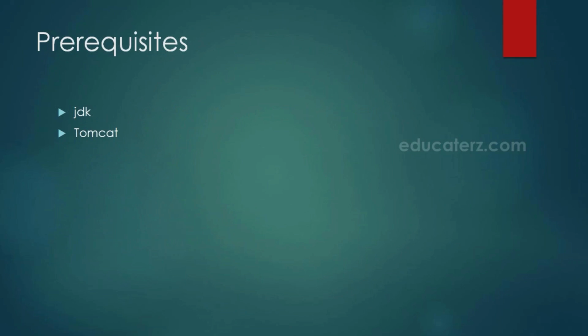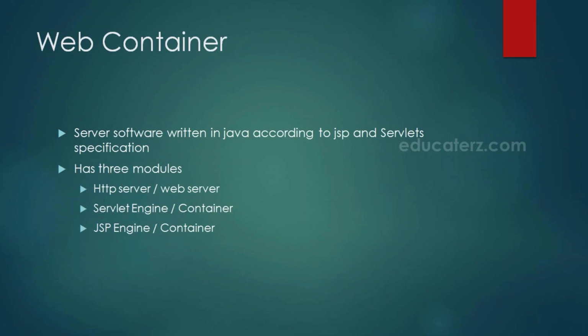Prerequisites: what are the system requirements to develop and run Java-based interactive web applications? First, we need Java, that is JDK. Here we are using JDK 1.6, and any web container, preferably Tomcat. So what is a web container? Basically, it's a server software written in Java according to the JSP and Servlets specification.